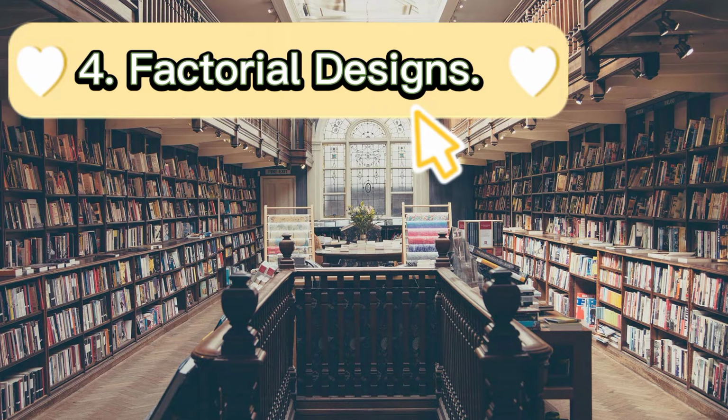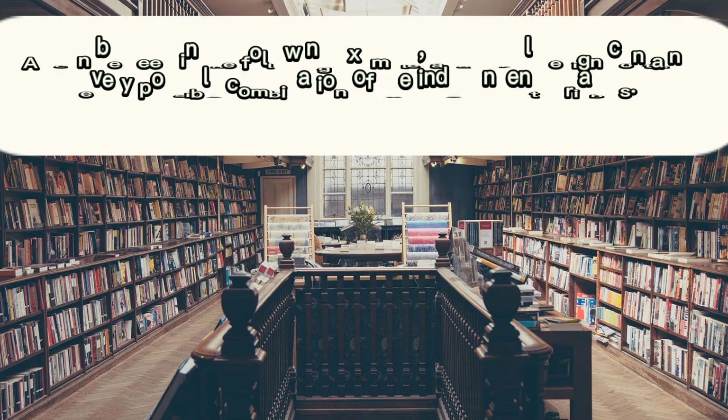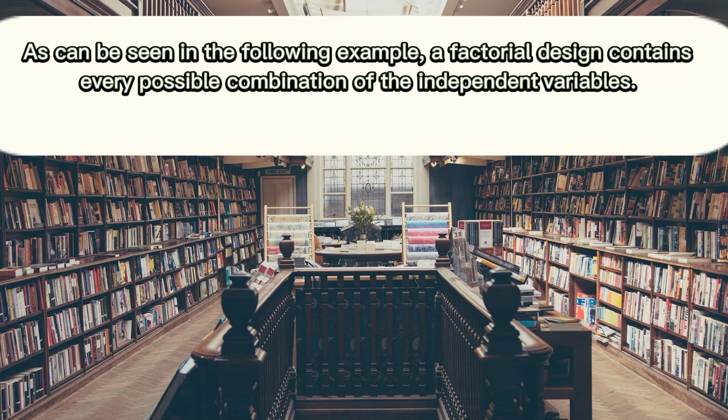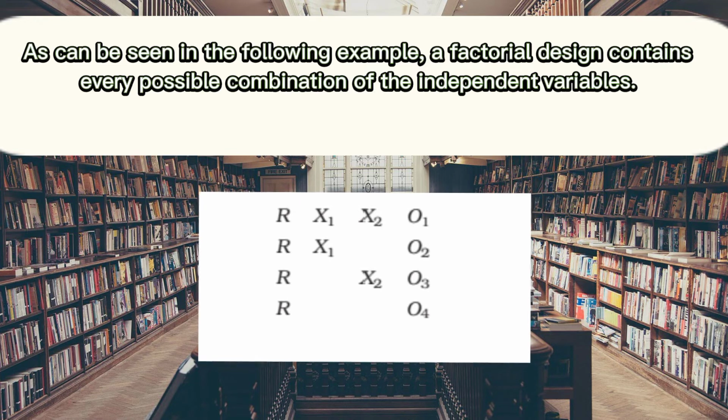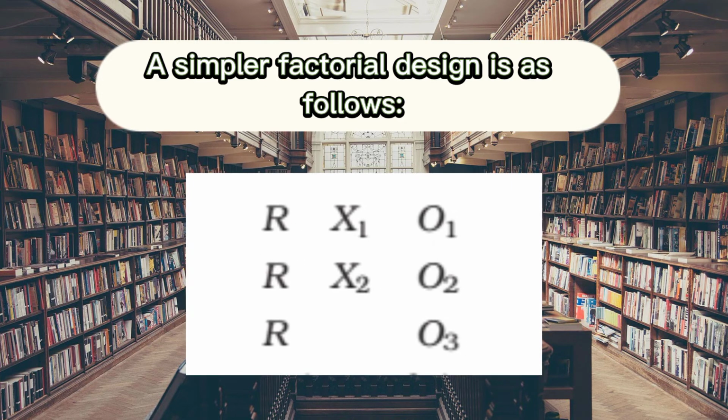4. Factorial designs. Factorial designs can deal with 2 or more independent variables and 1 dependent variable. As can be seen in the following example, a factorial design contains every possible combination of the independent variable. A simpler factorial design is as follows.